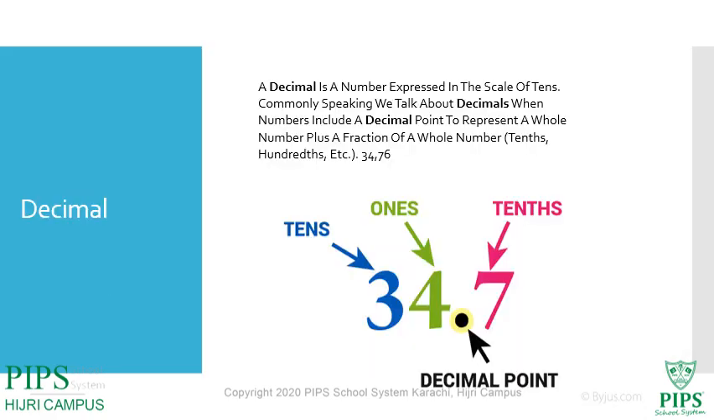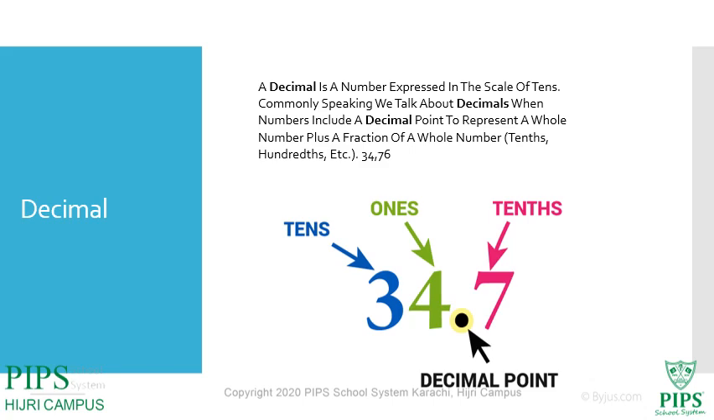On this slide, we have already discussed the definition of the decimal, but here the detailed definition is given: a decimal is a number expressed in the scale of tens. The scale of tens is given below as an example of numbers. Commonly speaking, we talk about decimals when numbers include a decimal point. As I told you, the decimal point is the main part of decimal numbers, representing the whole number plus a fraction of a whole number. This decimal point divides the whole number and the fraction.